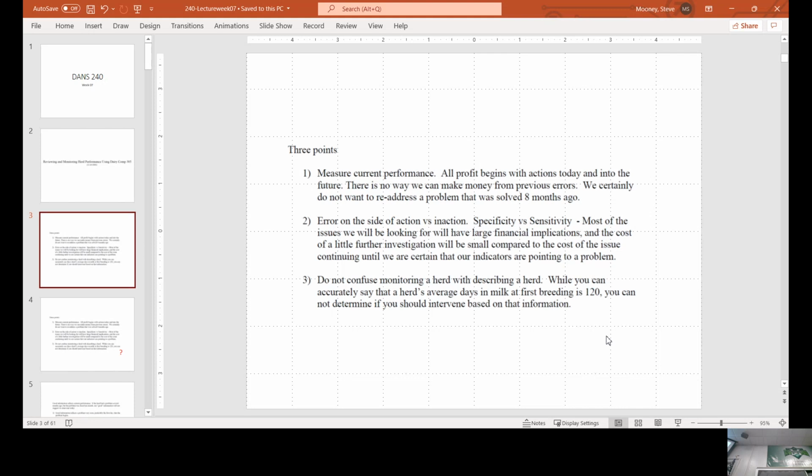So the focus here on page 1, does everybody have this on page 1? Making sure we got it. So, measuring current performance, err on the side of action, trying to find things that we need to do today so they don't become problems tomorrow. And what we've just talked about: don't confuse monitoring the herd with describing a herd. We're trying to figure out, okay, what are the things I have to do? What are the things I have to figure out? What needs to be done on a given day?